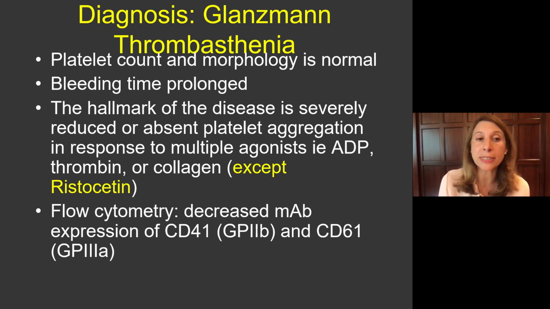The hallmark of the disease is severely reduced or absent platelet aggregation in response to multiple agonists, ADP, thrombin, collagen, but normal response to ristocetin. And that's because ristocetin works through the 1B receptor, and the 1B is normal on these patients. It's 2B3A on the platelet surface that's abnormal. You would confirm your diagnosis once you see these abnormal aggregation patterns by using flow cytometry to look for expression of CD41, which is 2B, or CD61, which is 3A on the platelet surface.